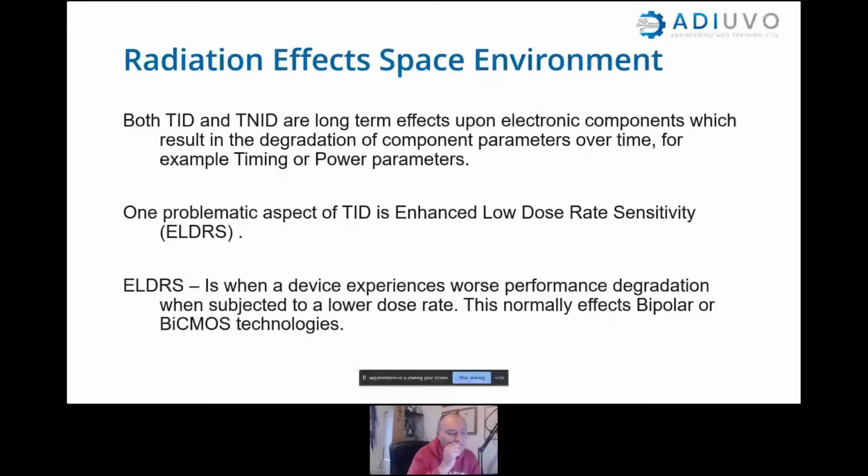One particular thing that I wanted to mention, but it's not really for the FPGA guys, it's for people designing analog circuits or power circuits, is that TID can actually be worse in bipolar and BiCMOS circuits if it occurs at a very low dose. If it's running at a very low dose, then the impacts on the circuit of radiation might be much worse than if it actually got the dose at a higher rate. So ELDRS is one that's really critical to look out for when we're looking at the impacts on our power supplies, our analog and our RF components.